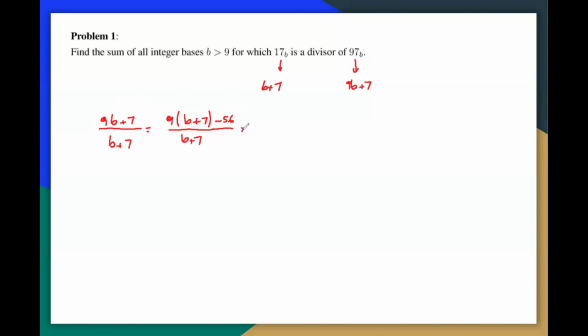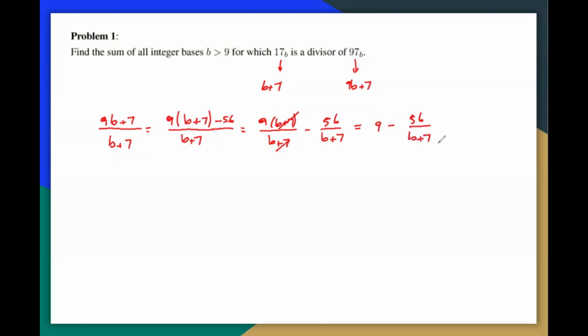And we are told this fraction is going to be an integer. So if I split this, you will get 9 times b plus 7 over b plus 7, and then minus 56 over b plus 7. Since these are the same, we can cancel that. This is going to be equal to 9 minus 56 over b plus 7.